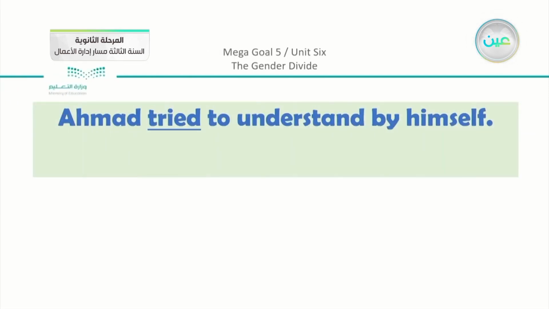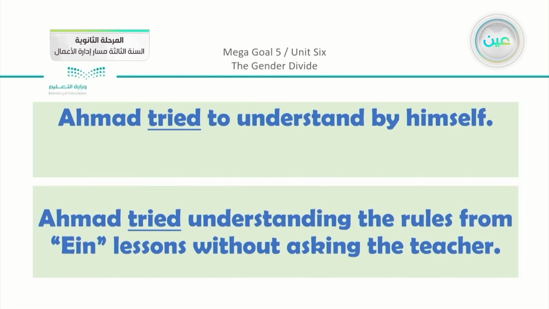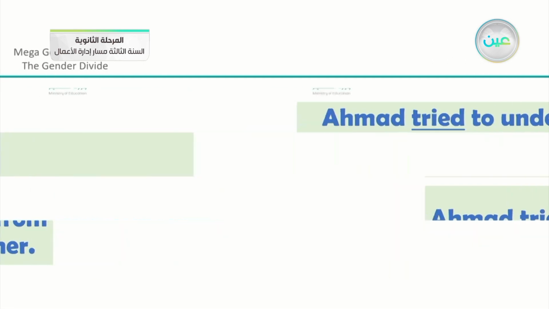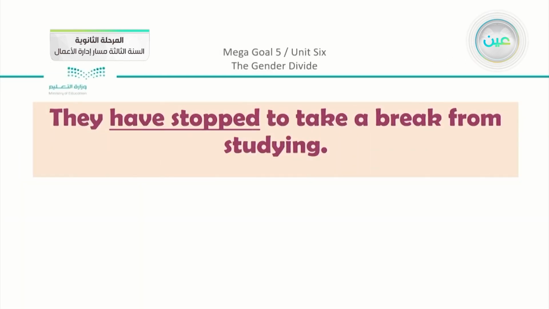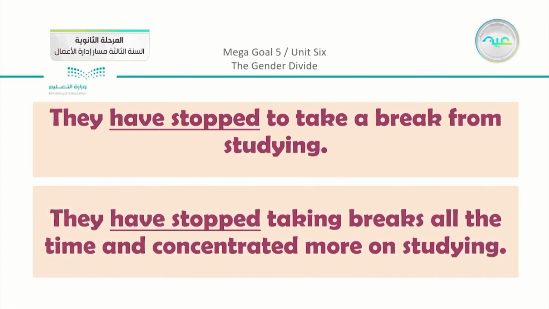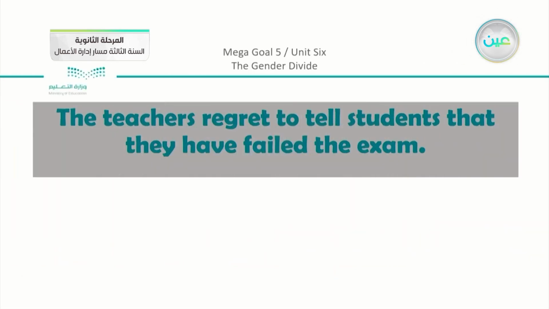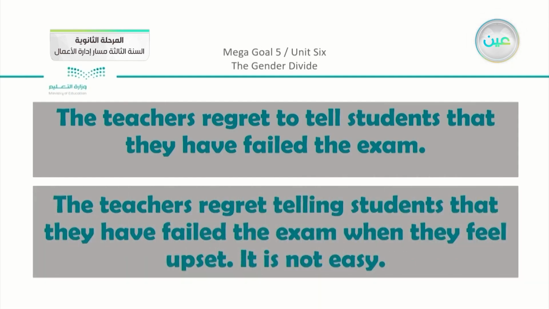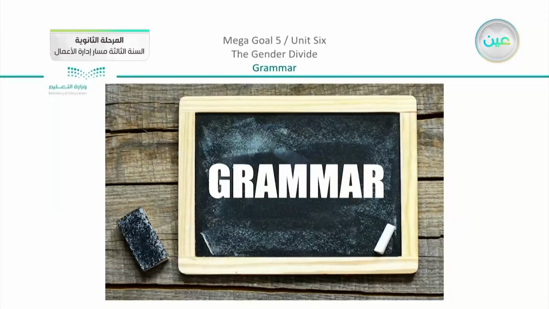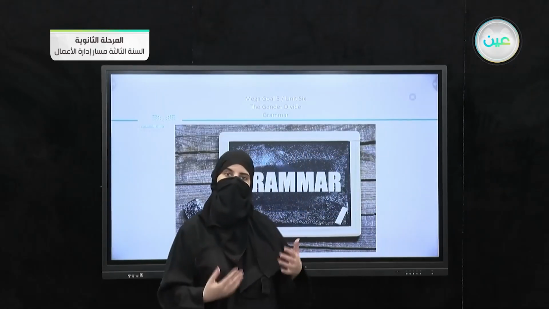Ahmed tried to understand by himself. Ahmed tried understanding the rules from the lessons without asking the teacher. They have stopped to take a break from studying. They have stopped taking breaks all the time and concentrated more on studying. The teachers regret to tell students that they have failed the exam. The teachers regret telling students that they have failed the exam when they feel upset. It is not easy.